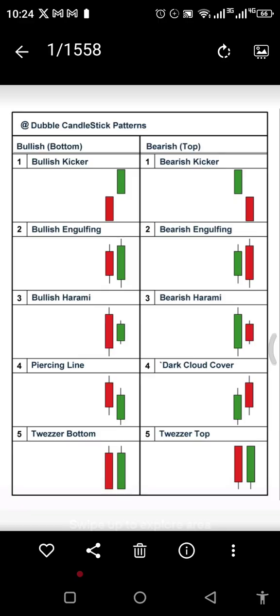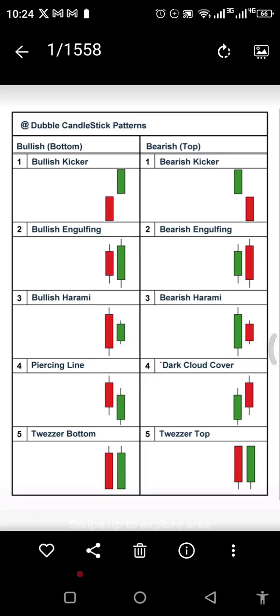So it's like a mother candle, and then there's a baby candle. What you find next is that there is supposed to be another candle that should open at the top of it. So the harami candle closes in between the mother candle, which forms the baby candle, and then the next opening candle should be a bullish candle as well. If it is a bullish harami, it indicates the change in the market direction.